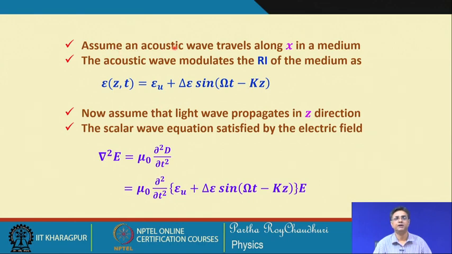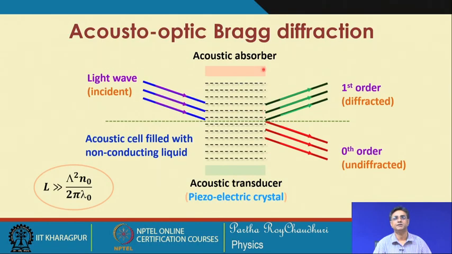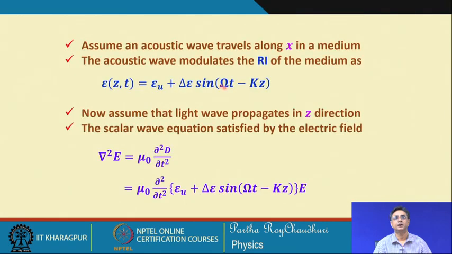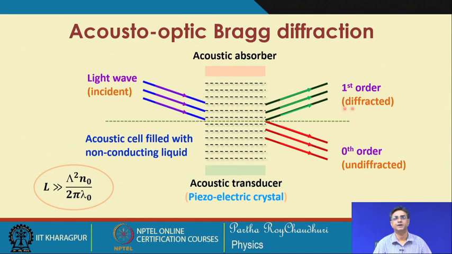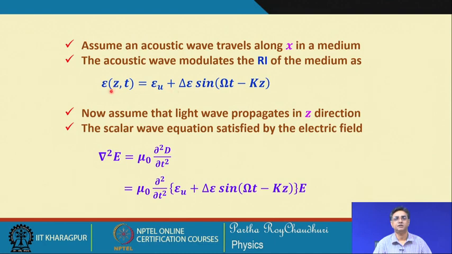Let us first assume that an acoustic wave travels along x in the medium. So, this is your x direction, and the wave is traveling along the z direction. So, this is your z direction. So, this is x and this is z direction, and for such a situation, the refractive index perturbation will be given by the acoustic wave modulus the refractive index of the medium, because it is traveling along the z direction. So, I think this should be z actually. The acoustic wave travels along z.